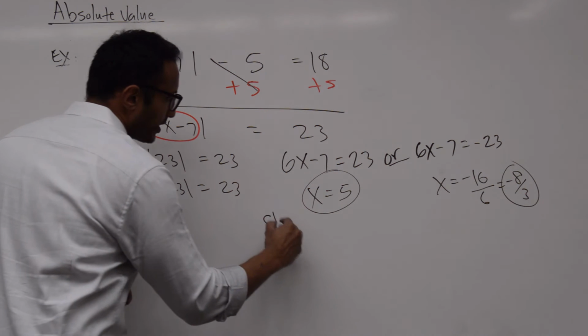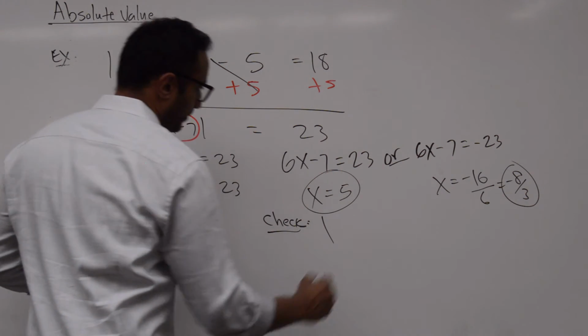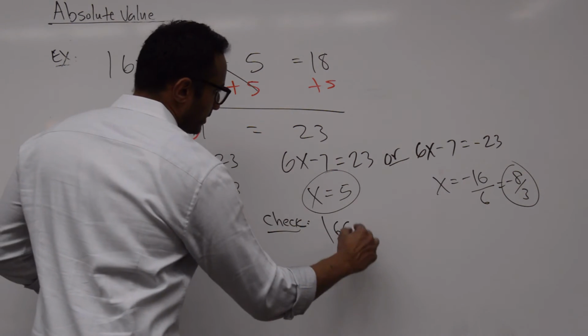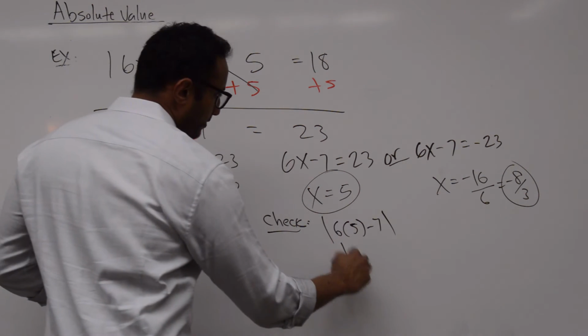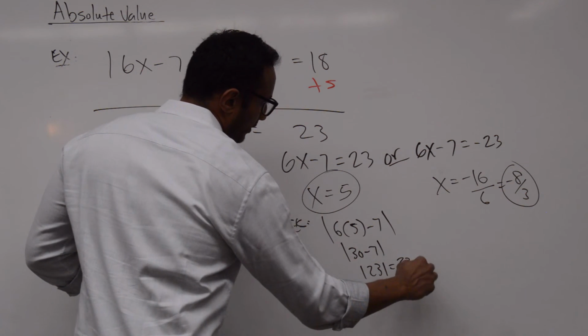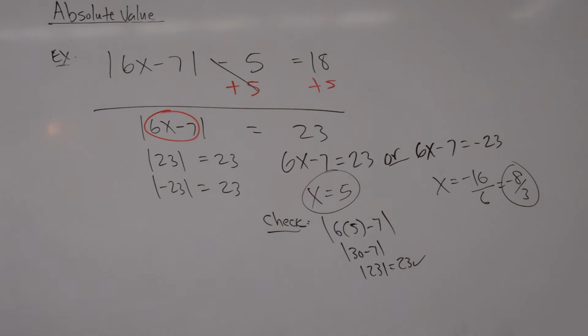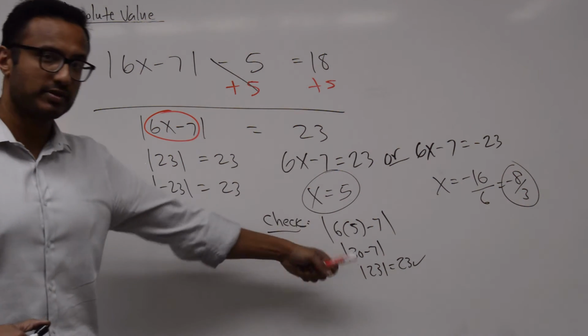Let's do a quick check to be sure that we did this correctly. First, plug in x equals 5. So we have 6 times 5 minus 7. 6 times 5 is 30. 30 minus 7 is 23. The absolute value of 23 is 23. So 5 works. Notice, x equals 5 gives this expression a value of 23.